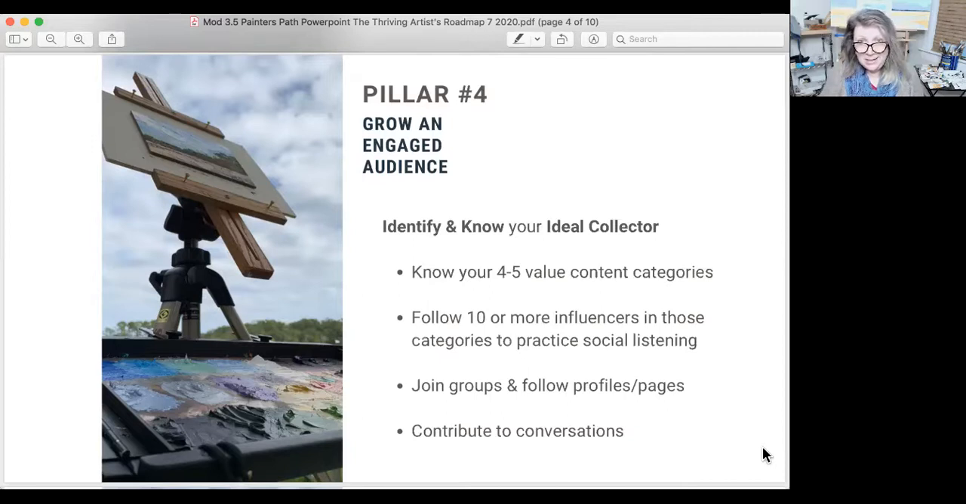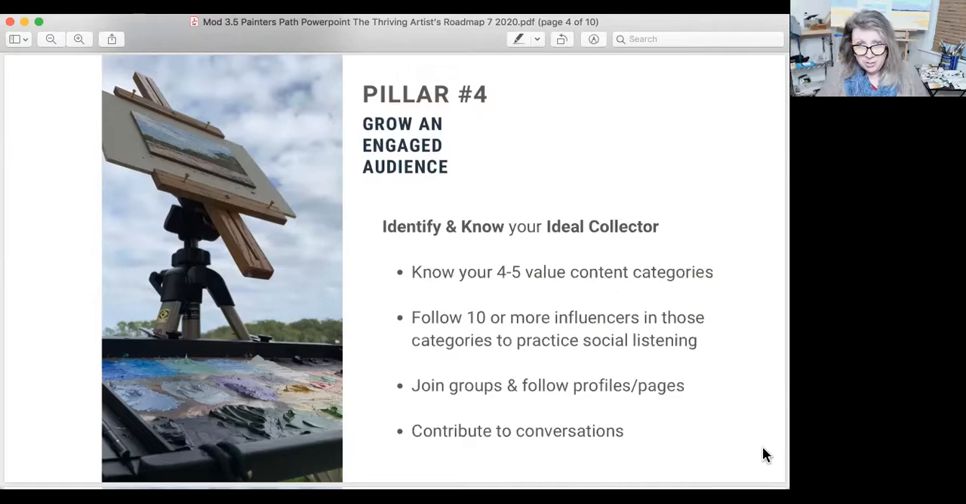This is all about getting to know your ideal people. It's not about going and spamming the followers of those influencers. It is about becoming part of those communities. And those influencers have groups, they have Facebook pages, they have Instagram profiles. You want to join some of those Facebook groups. Again, not to spam, but to listen. You want to follow some of those profiles and pages, not to spam, but to listen.